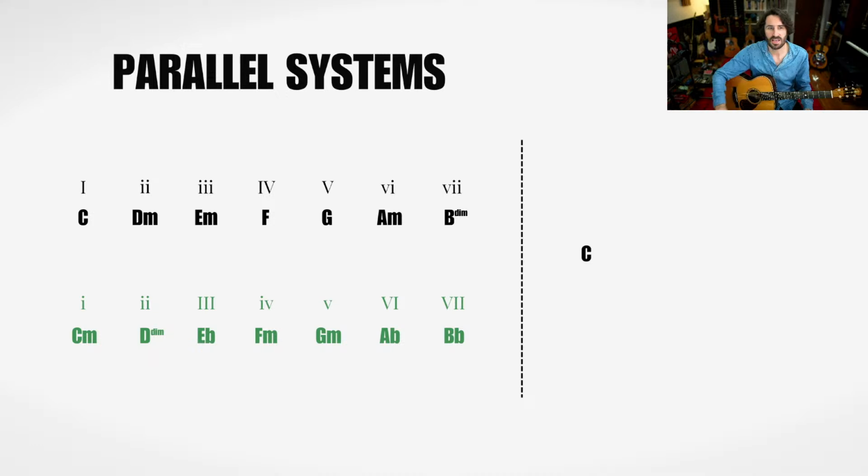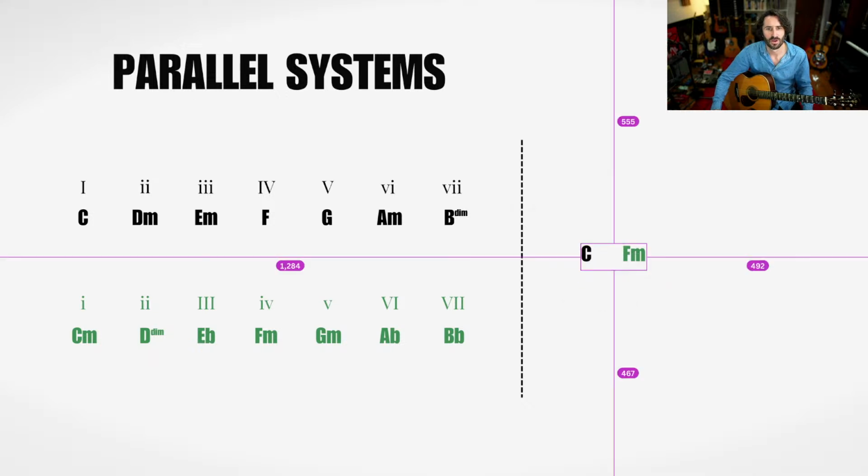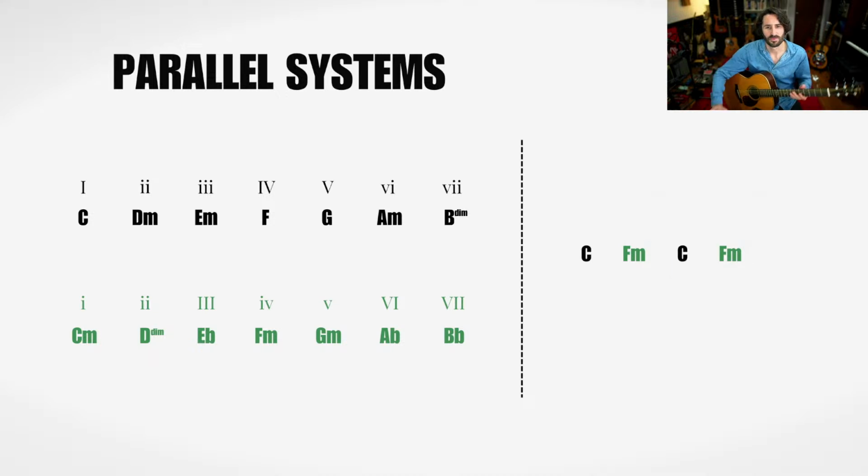Instead of the A flat, let's try this one, the F minor. Now this 4 minor is a really beautiful sounding chord, and again, if we just go back and forth between these two, it's going to sound like this.